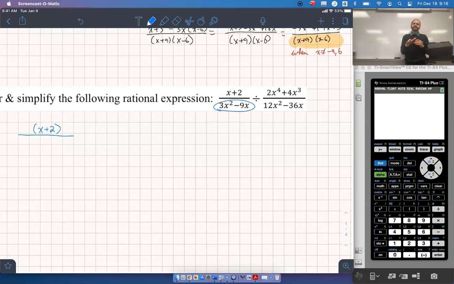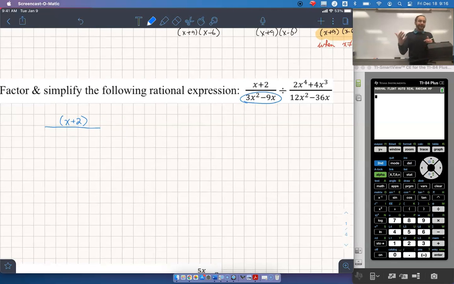Here's one that keeps being missed. GCFs, greatest common factors. When you see that they have multiples of each other in some way and that they have a variable in common, you have to take out a greatest common factor. And so I could see 3 and 9 has a multiple of 3, and x squared and x has a multiple of x. So I'm going to factor out a 3x, and that's going to give me an x minus 3. So I factored the numerator, I factored the denominator.